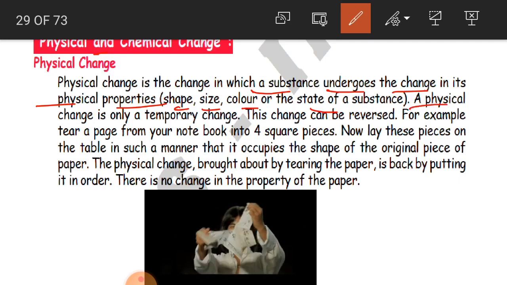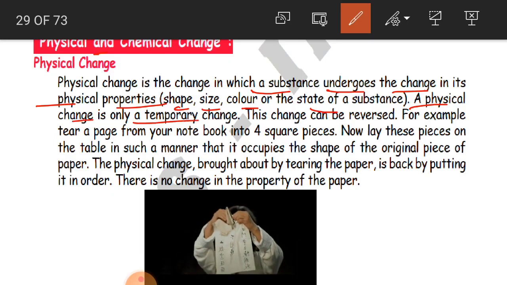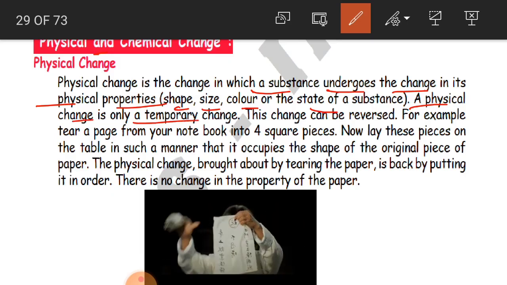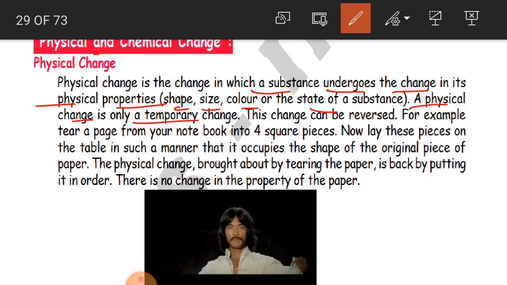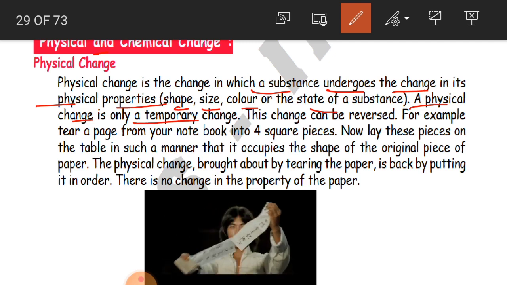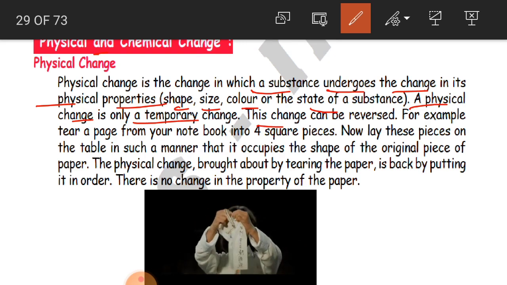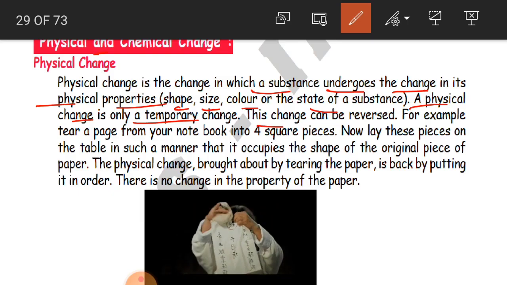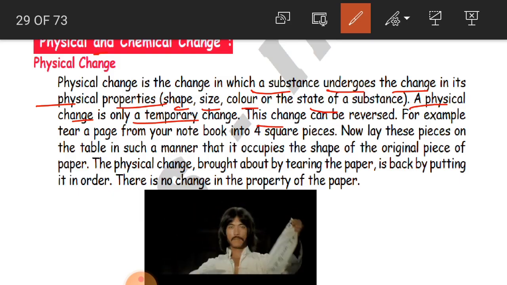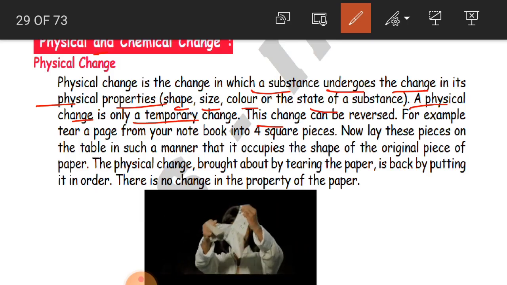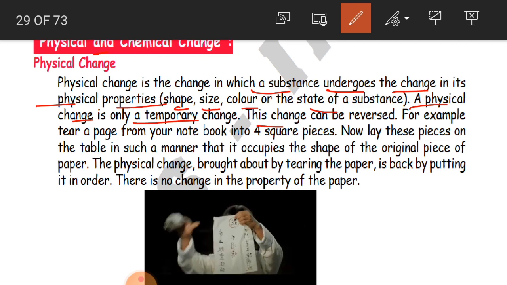A physical change is only a temporary change. Okay, so physical change means just a temporary change. So this can be reversed. Like suppose if liquid is going to turn into solid, then again the solid can be turned into liquid, reversible. It is only temporary.